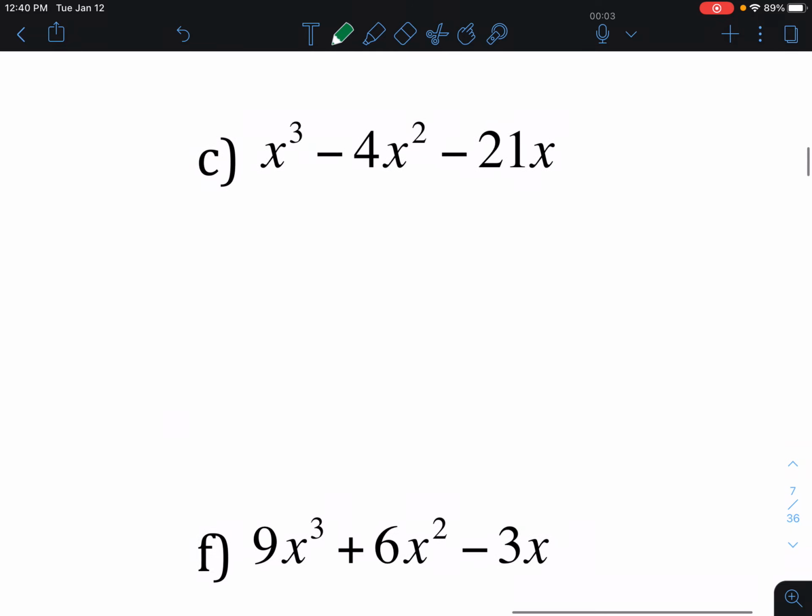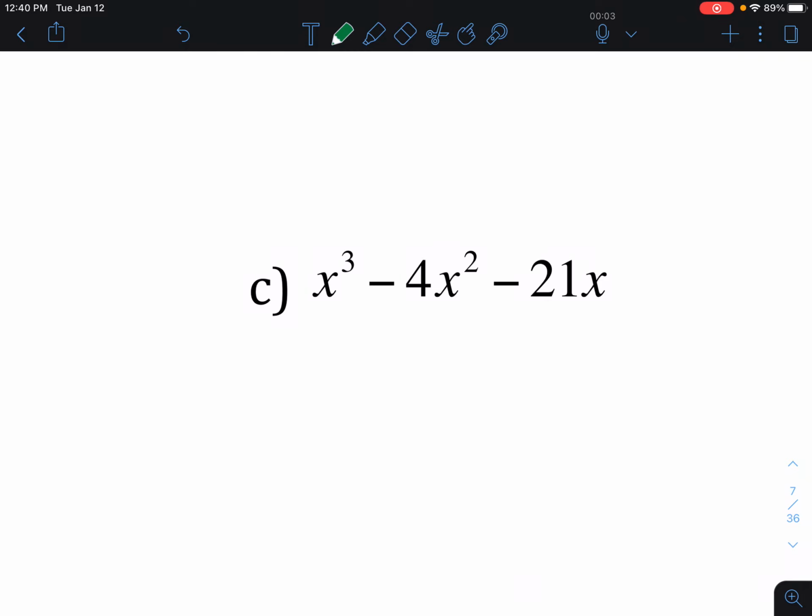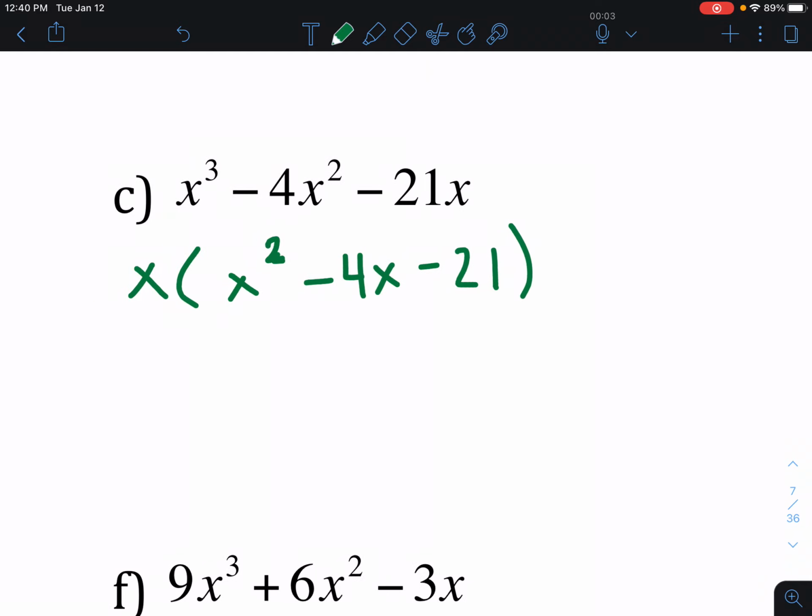Letter C. Do we have a GCF? Yes, we do again, another x. Then divide by x to have x squared. We have another trinomial left over. The C is a minus, so my signs will be plus minus. Can we think of two numbers that multiply to 21 and subtract to get negative 4? Yes, we can. 3 and 7.